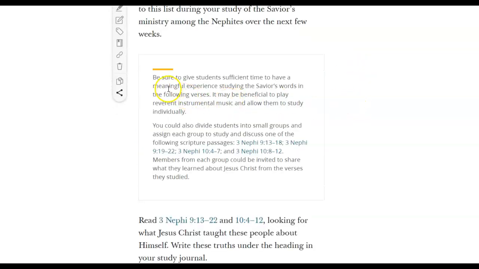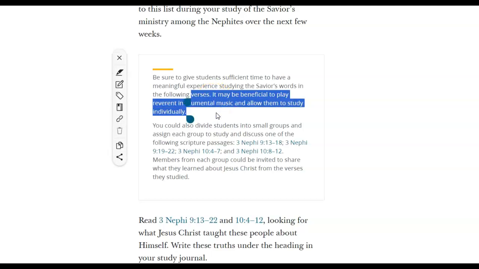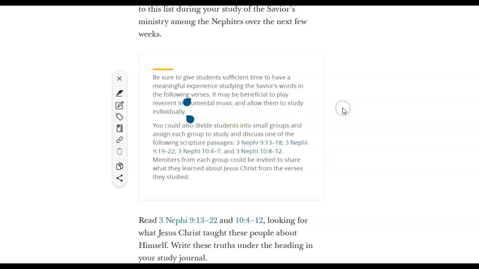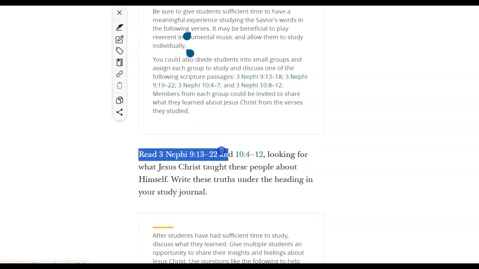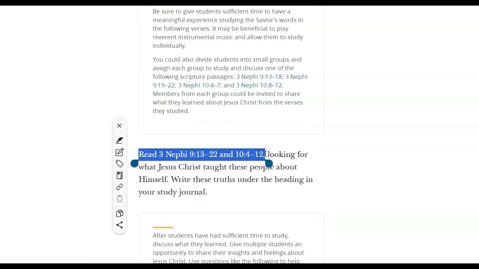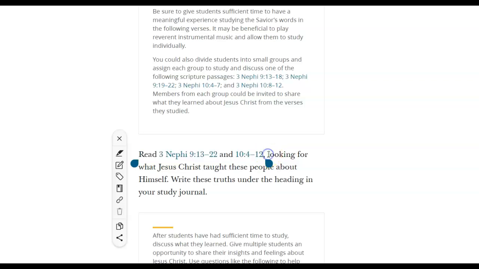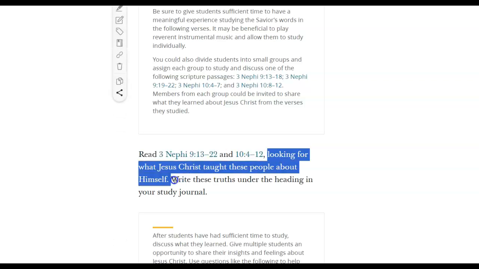I like this section right here where it talks about maybe having reverent instrumental music playing to invite the Spirit while the students study individually. These are the verses that they're invited to read. And then it says, look for what Jesus Christ taught these people about himself, and write these truths under the heading in your study journal.